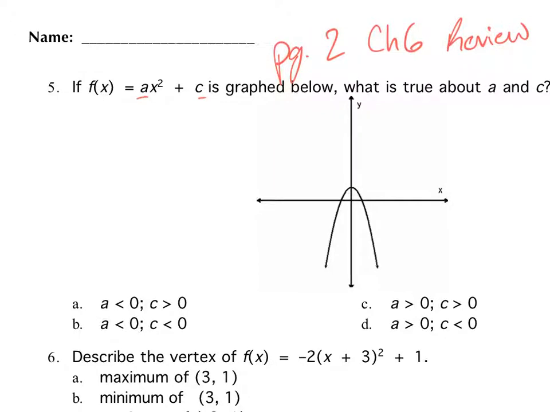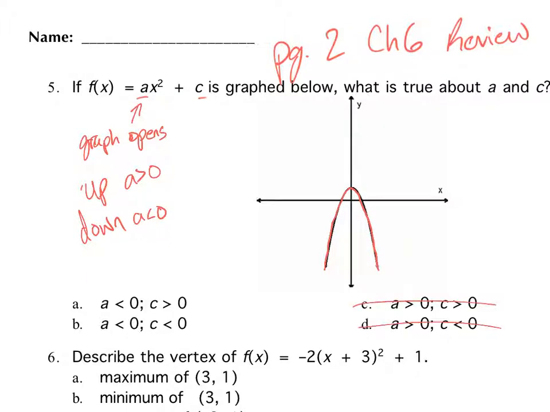So I mentioned this in the first video if you watched that, but the A in the front tells us if the graph opens up or down. It opens up when A is positive, it opens down when A is negative. So our graph here is opening downward. That means A must be a negative number, and I can go ahead and rule out C and D, because those say that A is positive, greater than 0.